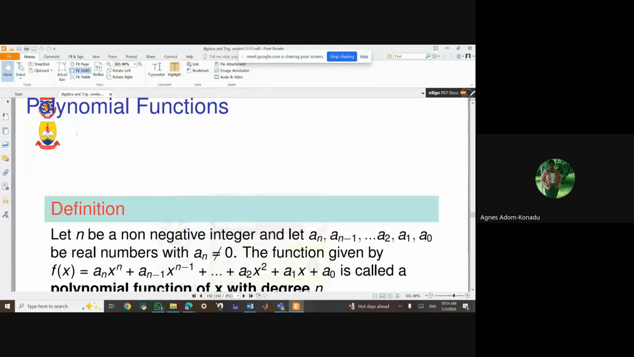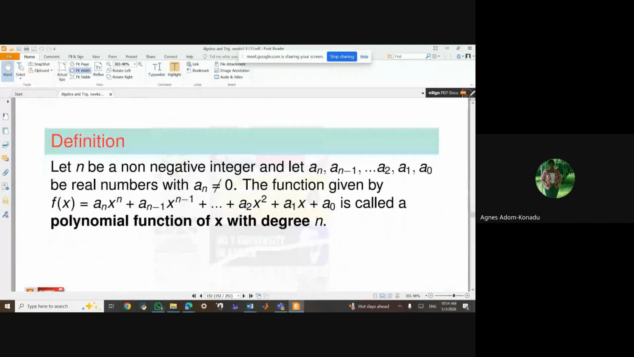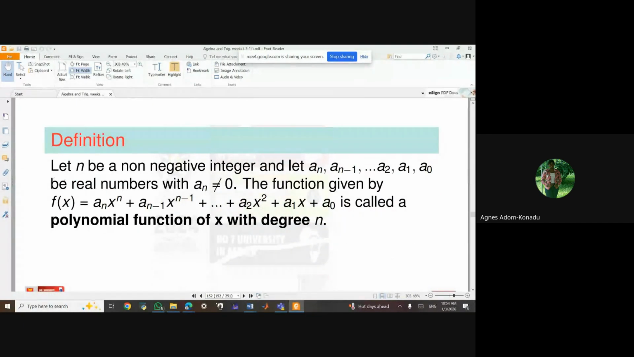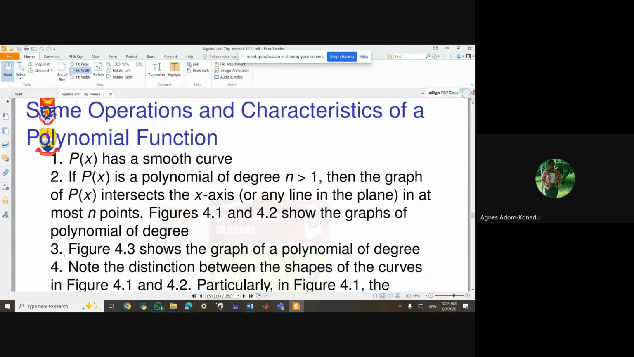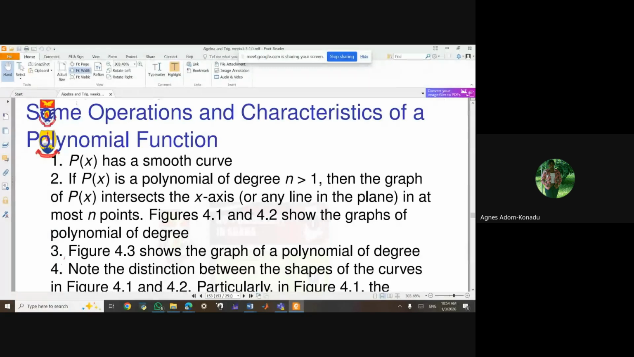So, polynomial function: let n be a non-negative integer and a sub n minus 1 up to a sub 0 be real numbers with a sub n not equal to 0. Then the function given as this is called a polynomial function of degree n. When we take the polynomial function, we want to look at some operations and some characteristics of the polynomial function.